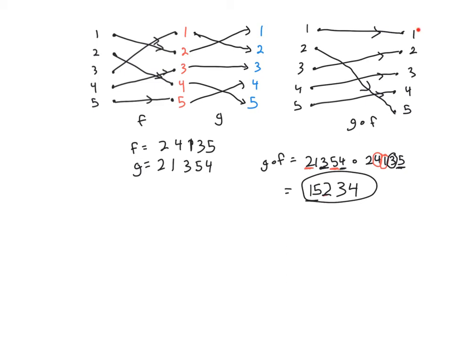And you can check that's exactly what I get if I look at the picture. 1 goes to 1, 2 goes to 5, 3 goes to 2, 4 goes to 3, and 5 goes to 4. Yes, it is correct. But you can now do longer permutations with this. So you can see that it's possible to multiply permutations in one-line notation.